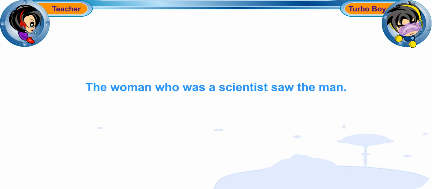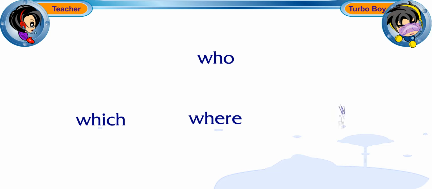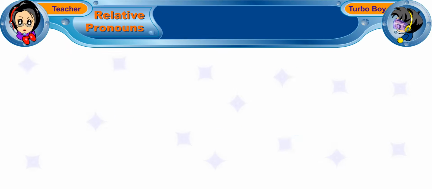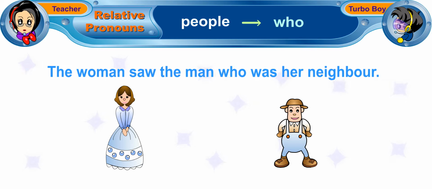That makes sense, but we have only used the glue word who. How about which, where, and whose? How do I know which glue word to use? When we are referring to people, we use who. In the second sentence, the man was her neighbor. The man is a person. So we use the glue word who.